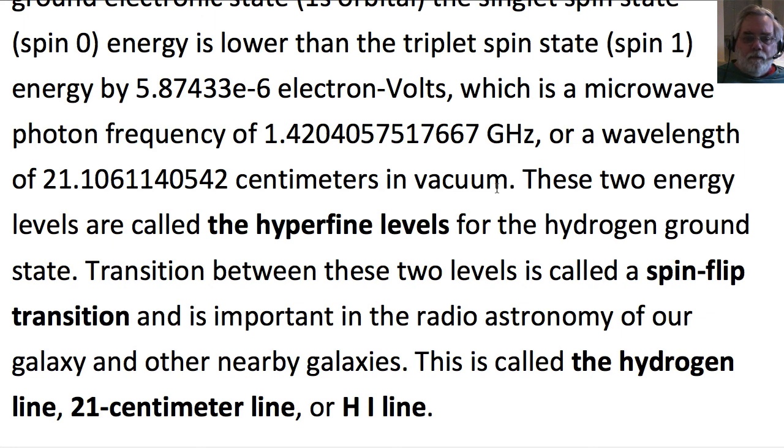These two energy levels with this energy gap are called the hyperfine levels for the hydrogen ground state. Transition between these two levels is called a spin-flip transition, and it is important in the radio astronomy of our galaxy and other nearby galaxies. The microwave frequency and wavelength are called the hydrogen line, the 21 centimeter line, or the H1 line.